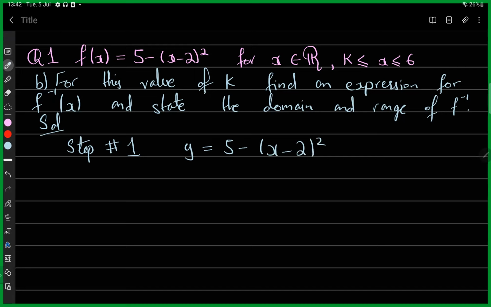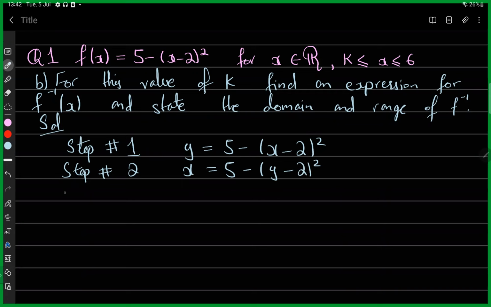For the second step, I need to interchange x and y. Step number 2. I'm just writing step 1, step 2, step 3 for your understanding. You can just do it directly as well, that would not be wrong. So it would be x equals 5 minus (y minus 2) whole squared. I've just interchanged x and y.